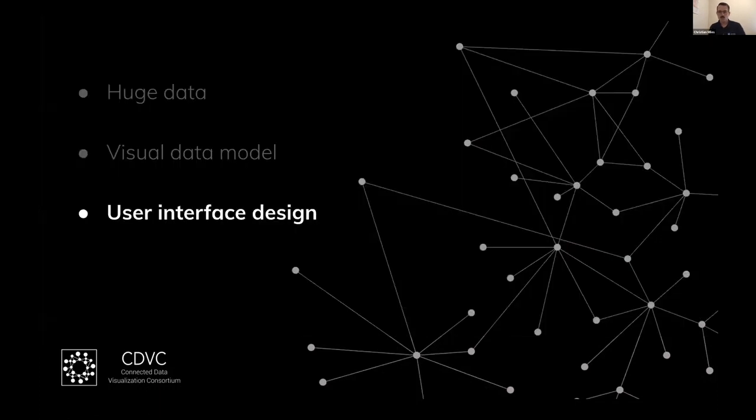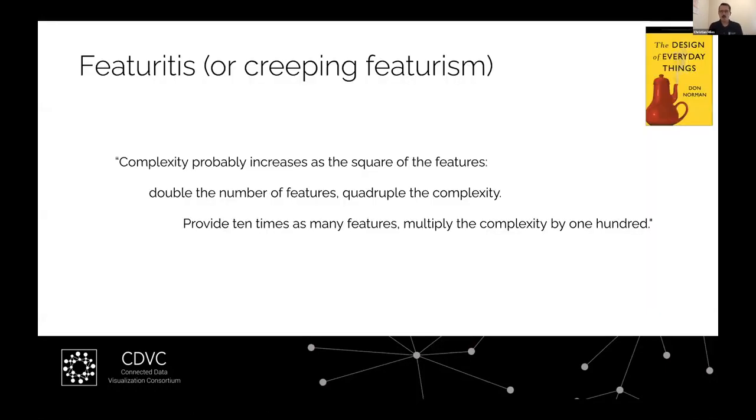My final section is on user interface design. One other great thing I learned from this book is all about what is known as Featuritis, or creeping featurism. We have lots of product people on the line, so they're probably very familiar with this. It's really tempting to add new features, new functionality. You have a customer who says, hey, we are dying for this feature. We really want this feature and we need it right now.